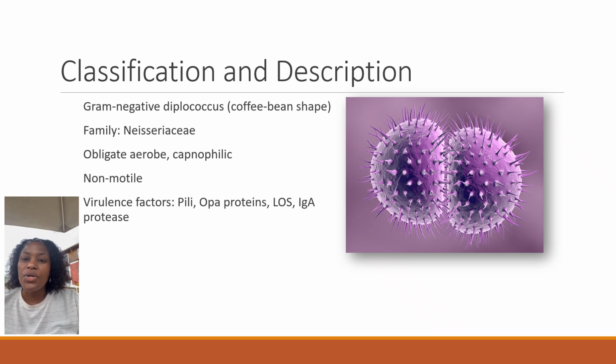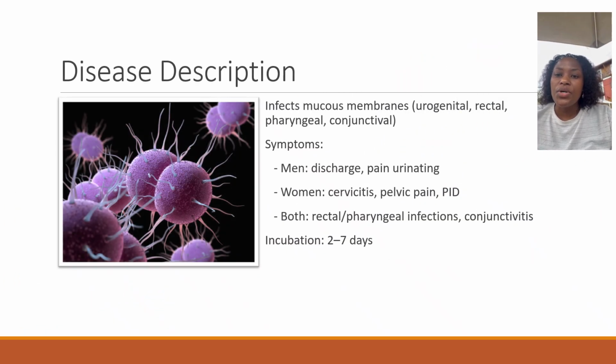Gonorrhea primarily affects mucous membranes, such as those lining the genital tract, rectum, throat, and the eyes. In men, it often presents with pus-like urethral discharge and painful urination.